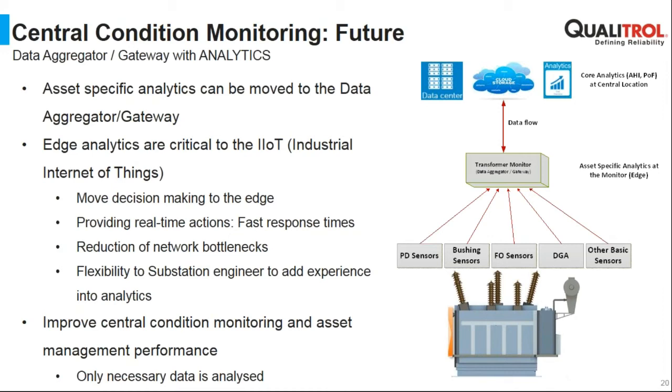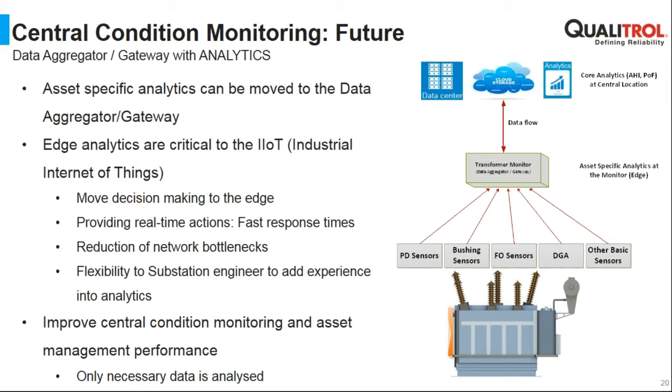Once you have analytics at the edge or at the gateway, you can move very quickly to the IoT platform, to the industrial Internet of Things. All of the features required by the substation engineers can be realized very quickly. On top of that, it will reduce your network bottlenecks, because you are not sending all the data to the cloud. You are sending only the analytical output. At the central level, when we are talking about the asset health index, the risk index, and the probability of failure, only the analyzed output is required in the cloud storage.